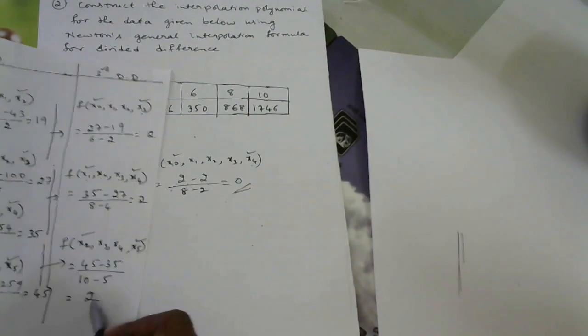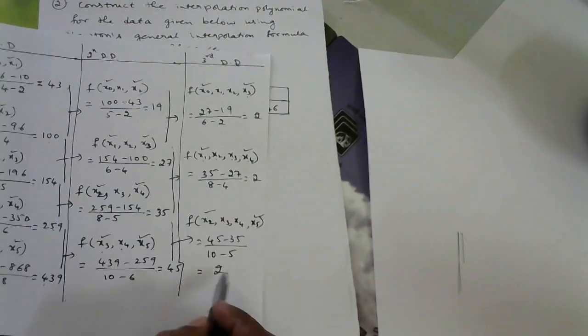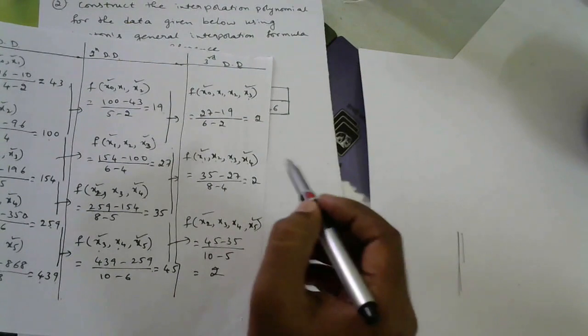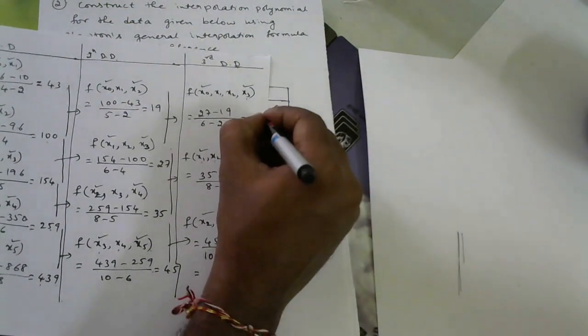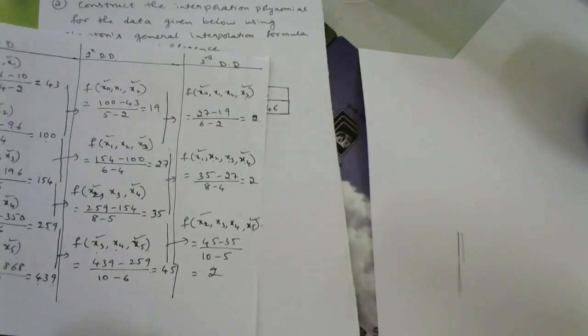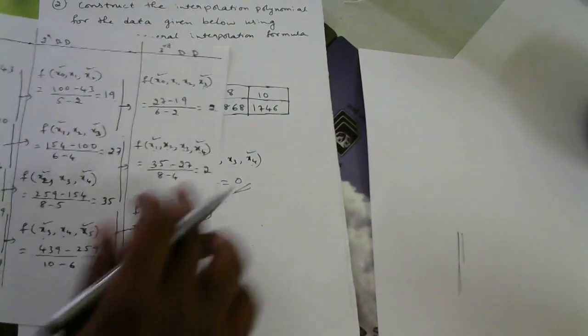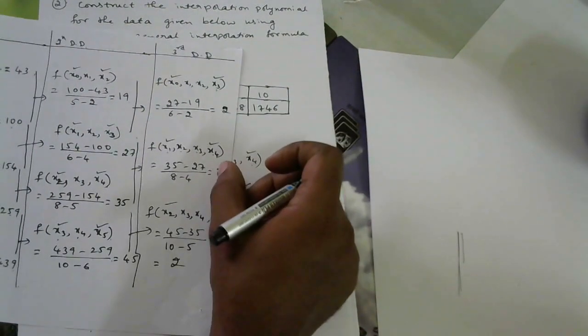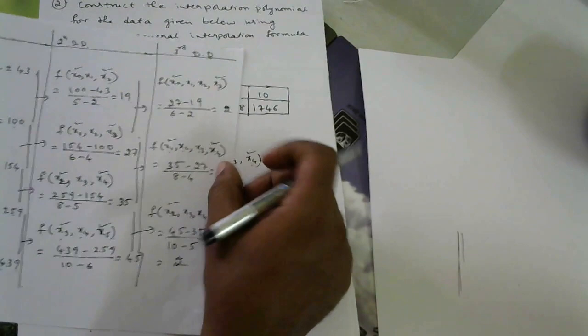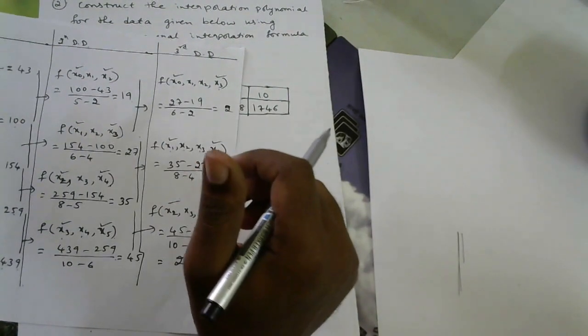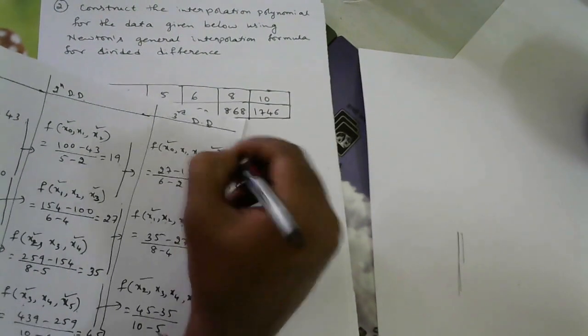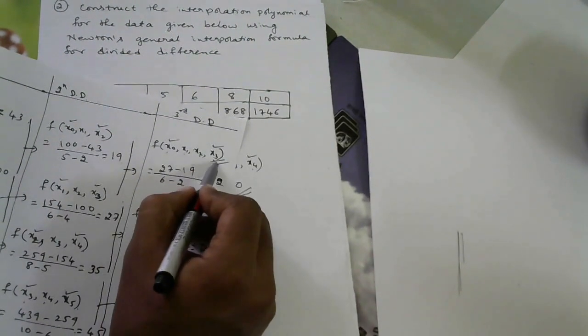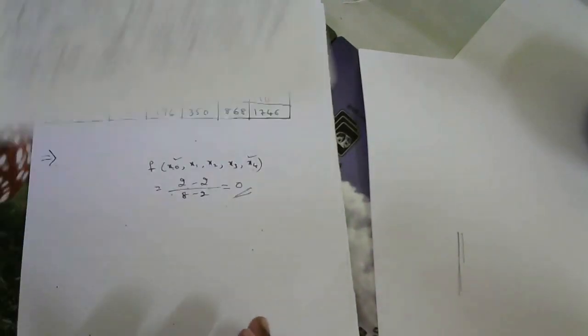So when you get equal numbers in the differences, then there is no need to find the other ones, all the remaining will be equal. If you get another different number here instead of 2, then you have to go for another difference. So you write the formula up to f of x0, x1, x2, x3.